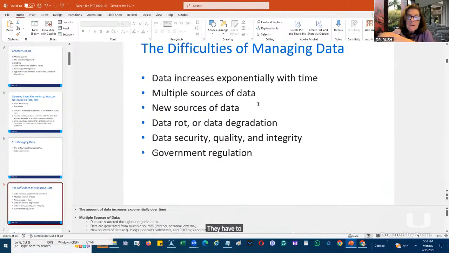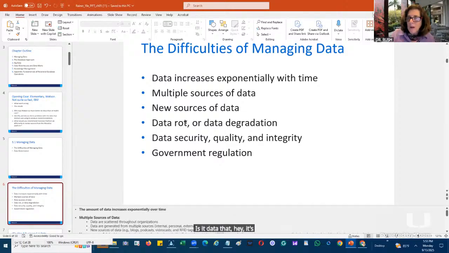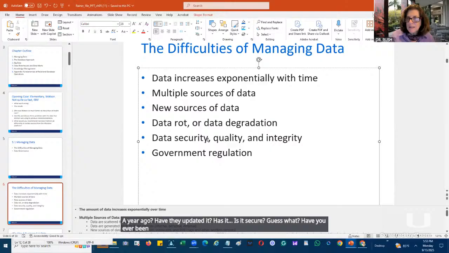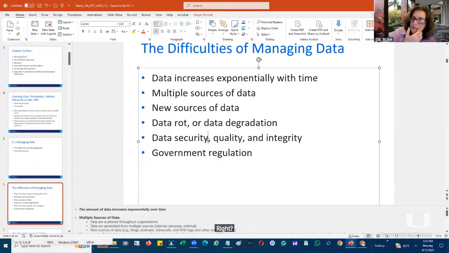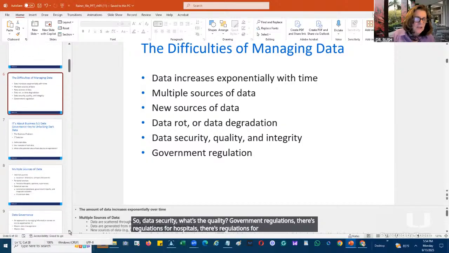They have to look at it. So what's important is they have to see if it is timely data. Is it data that, hey, it's your GPA, but it's from a year ago? Have they updated it? Is it secure? Guess what? Your data now is in the health center, right? One of the biggest places that people get hacked are hospitals. Why? Because they don't have a lot of security, and then they can get everybody's data. So data security, what's the quality? Government regulations. There are regulations for hospitals, regulations for education, regulations for banks.